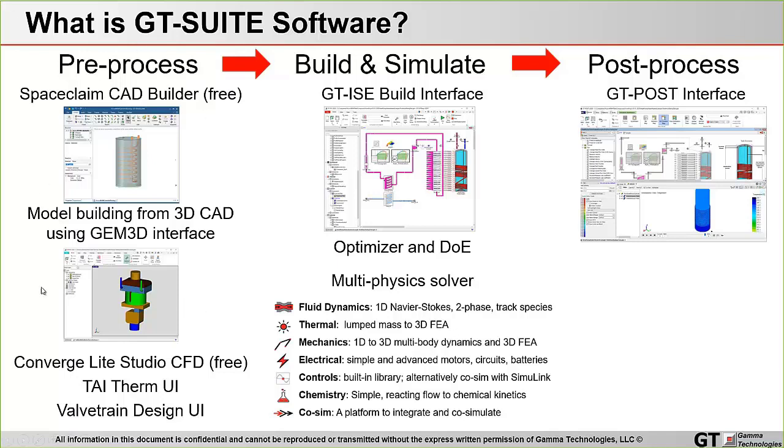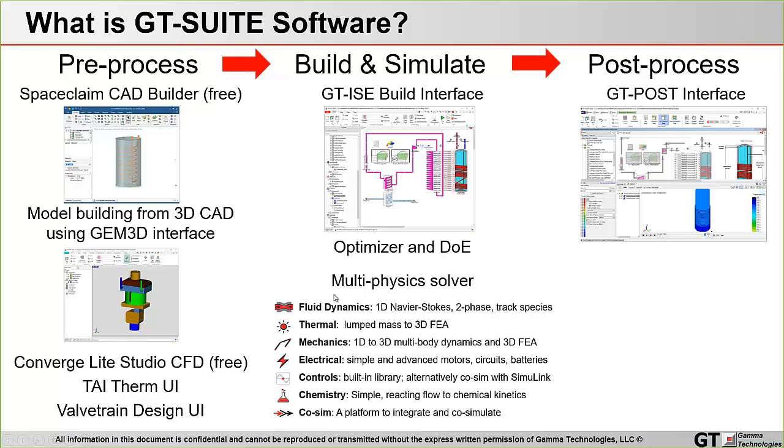And now once the user goes through our preprocessors, then what they would do is export the model to our primary model building interface called GTEase. And here you would go through and finish setting up your model if you built it from CAD, or you could also build models from scratch. And for many of the water heaters, actually the primary interface, GTEase, will be where most of the model building is actually done.